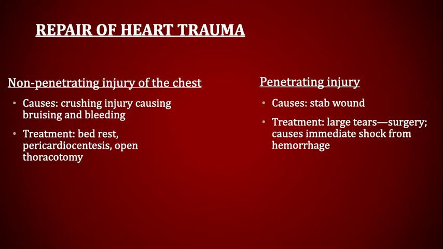So heart trauma consists of a non-penetrating injury or a penetrating injury. With a non-penetrating injury, that could be a crushing injury, for instance, like a car accident, and that can cause bruising and bleeding at the heart. It's treated with bed rest, pericardiocentesis, or even an open thoracotomy. Now, if it is left untreated, it can lead to cardiac tamponade. A penetrating injury is like a stab wound. Treatment for that, of course, is going to be surgery, and it has to be done immediately because the patient is going to be suffering from shock and hemorrhage.